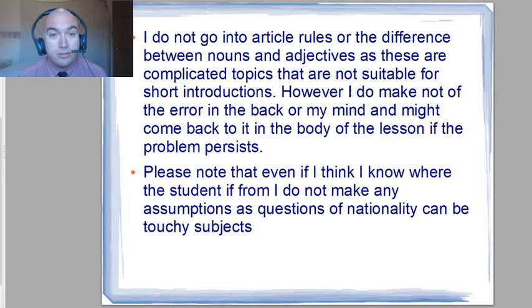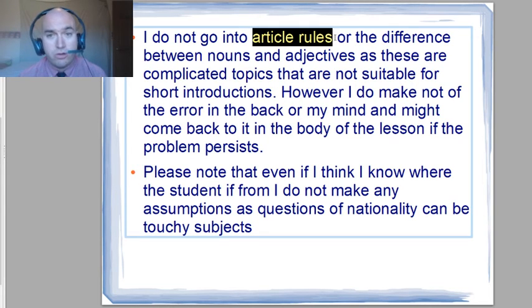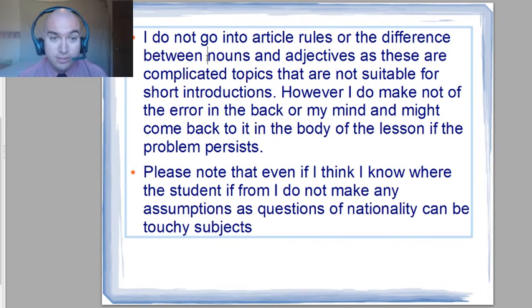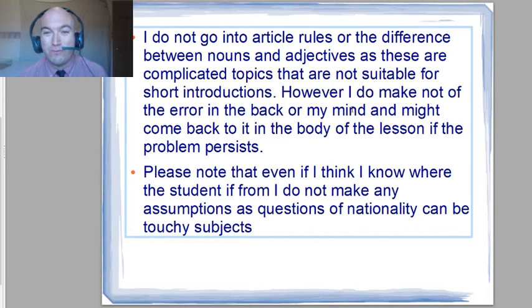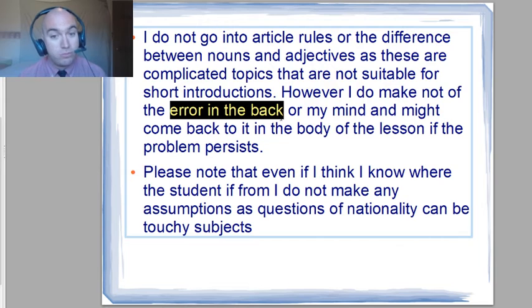Okay, so here's what I do not do. I do not go into the article rules. I do not go into the difference between nouns and adjectives. These are lessons, okay? I could spend 45 minutes talking about this. Now is not the time. I give the quick, instant correction, and I move on. Now, I do remember this error, and if I have time at the end of the lesson, I will go back, and we'll talk about it a bit more. Just not now.